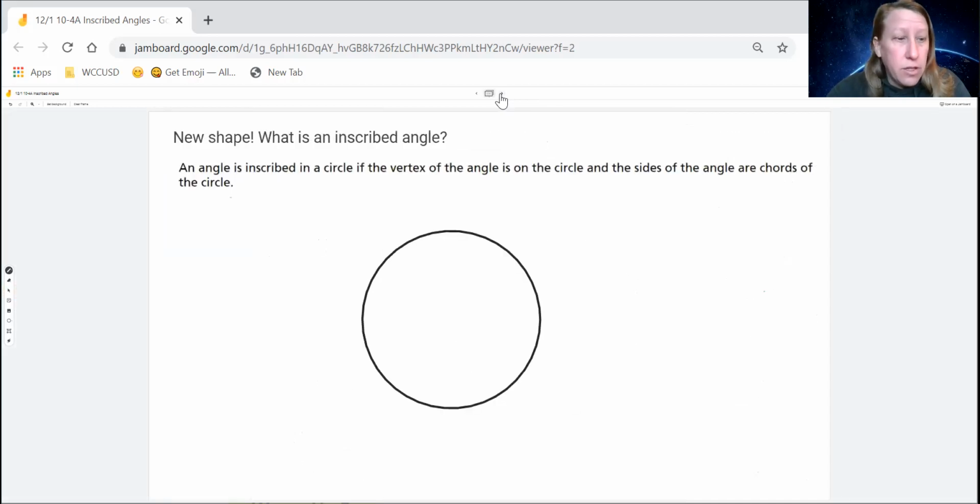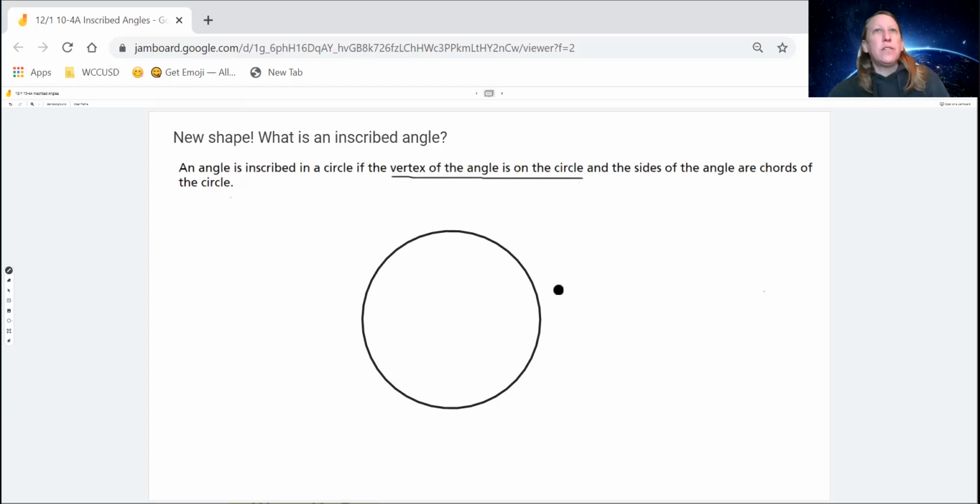All right, let's go for it. What is our new shape? Our new shape is an inscribed angle. So what is it? An angle is inscribed in a circle if the vertex of the angle is on the circle. Okay, so I'm going to go on this circle.